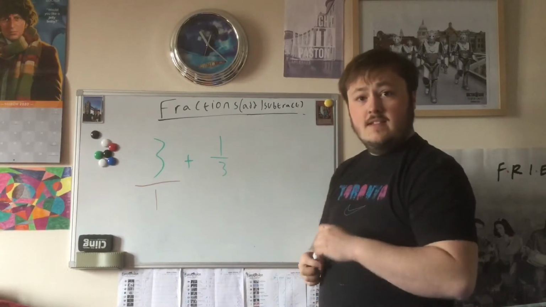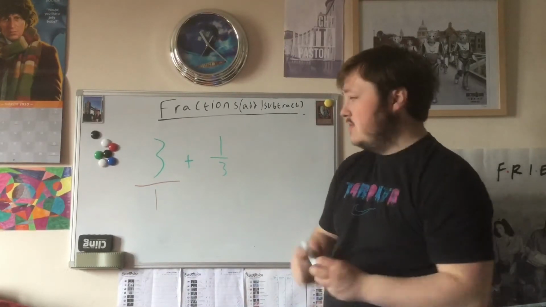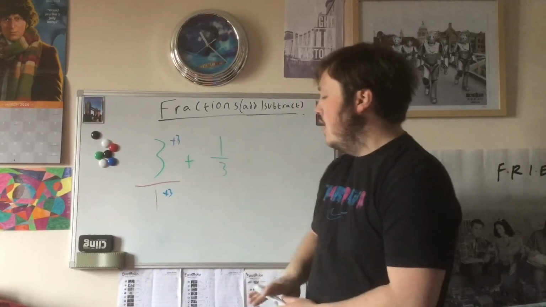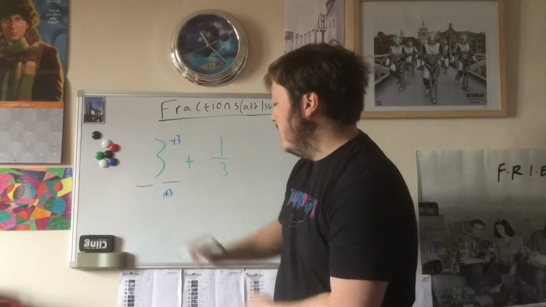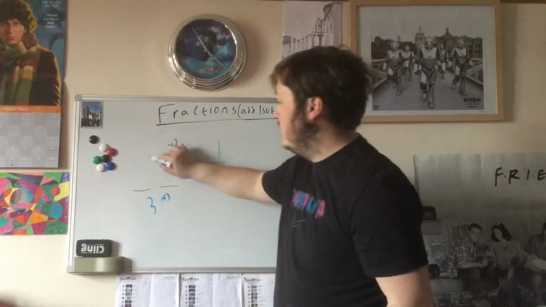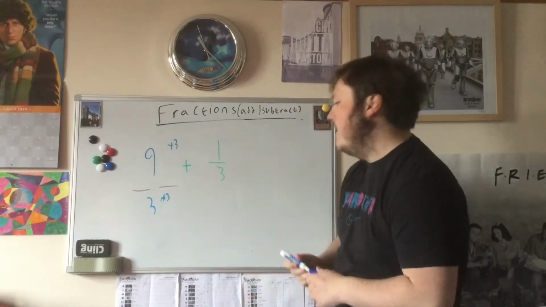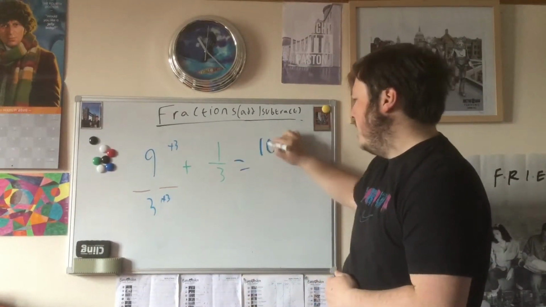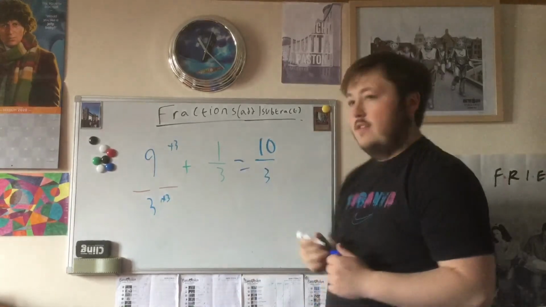Are the denominators the same? No. How do we make them the same? We times them by 3. So 1 times 3 will get us 3. 3 times 3 will get us 9. Now we can add them together. 9 and 1 equals 10. We keep our denominator the same.